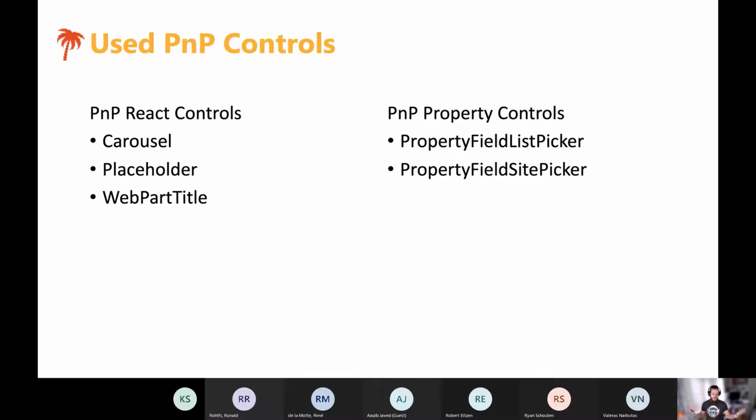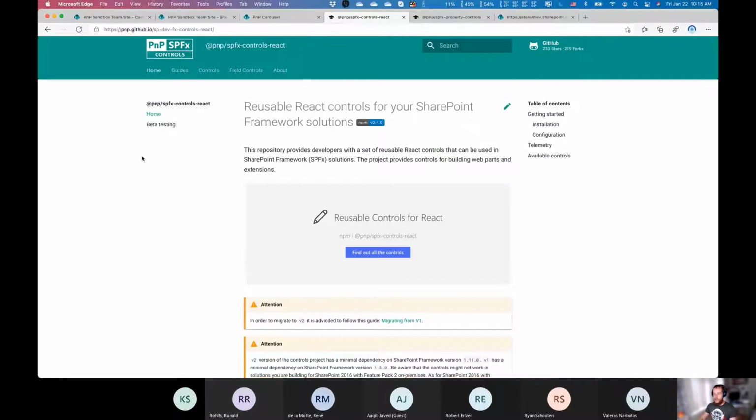So the carousel is basically to display the carousel. The web part title allows you to display the web part title similarly to out-of-the-box web parts. And the placeholder is a great control that allows you to display a kind of placeholder instead of your web part to show, like, hey, your web part is not configured. Please go to the property pane to configure it first. And before switching to actual code, let me show you some documentation around these PnP reusable controls.